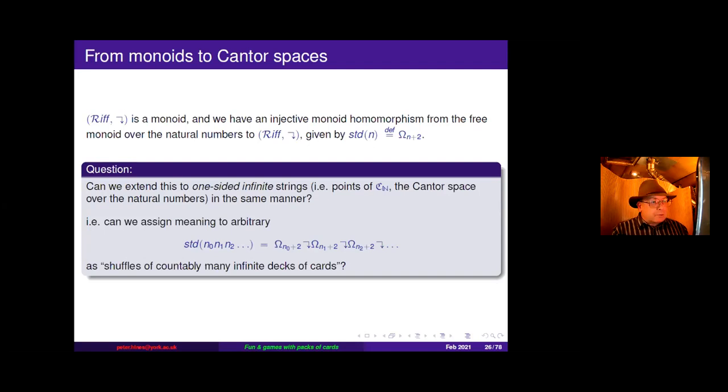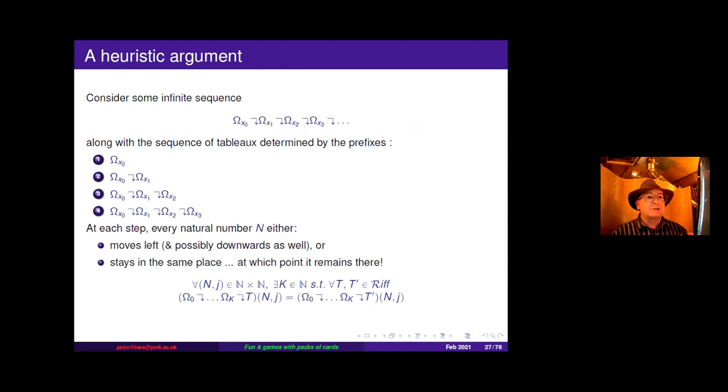Well, yes, we can. All we have to do is prove some notion of convergence, and as a heuristic argument for why we have convergence, let's consider some arbitrary infinite sequence of overproducts. Then we look at the sequence of tableaux determined by the finite prefixes. We choose a natural number, doesn't matter which one, and at any stage, when we move from a prefix to the next prefix, a natural number is either not going to move at all, or it's going to move leftwards and possibly downwards as well. Now, if it doesn't move at all, it's stuck in place. It's not in the final row, or alternatively, it's the first entry of the final row. In either case, it's not going to move at all as we go down this sequence of prefixes. So we have a notion of convergence. We can give a meaning to an infinite overproduct of generators in this setting. We can formalize this if necessary, but for me, the heuristic argument works well enough to explain how these things do indeed converge.